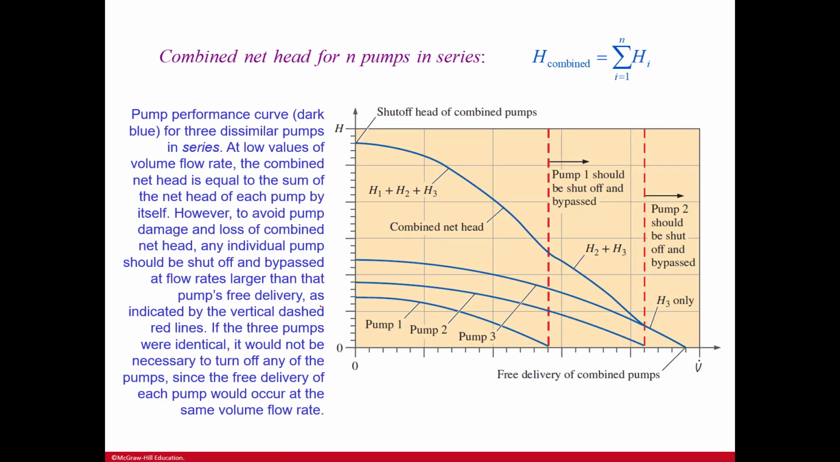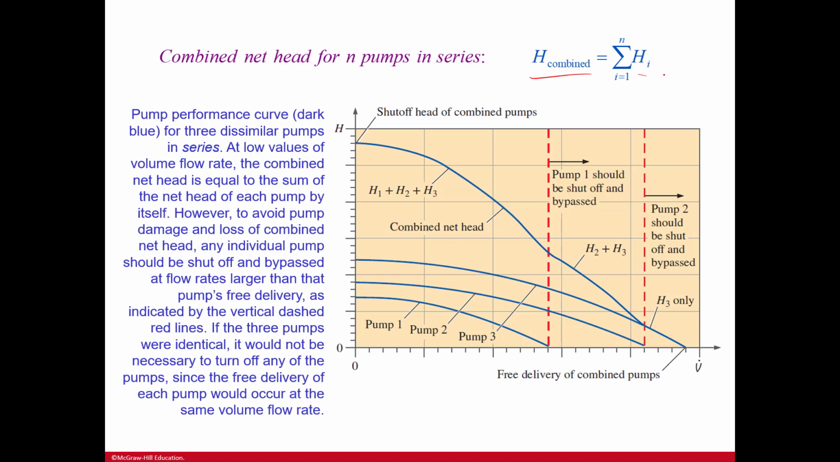So the combined net head for any number of pumps in a series is just the sum of those. So just combining them. Here you can see a pump performance curve. It's the dark blue in a series. At low values of volume flow rate, the combined net head is equal to the sum of the net head of each pump by itself. So you just add them together. That's what the combine is. You literally take them, combine them, and add them together.